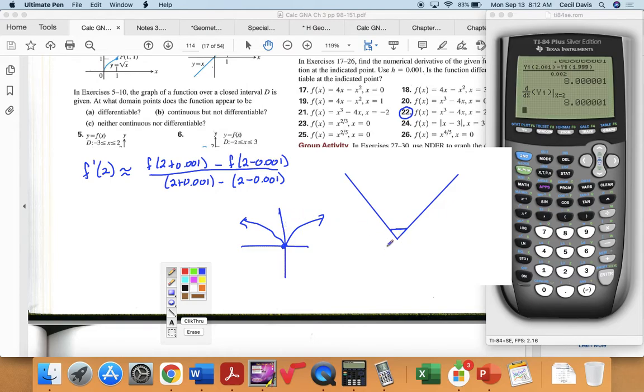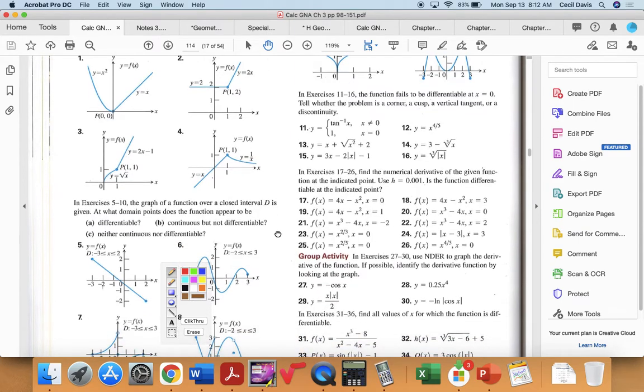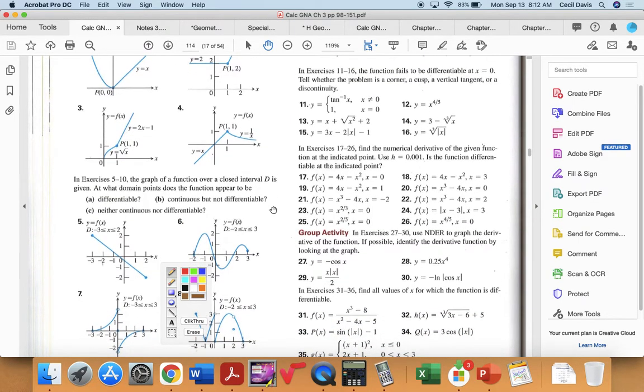Could you scroll up to number 12? Certainly. Because I put that it was a corner. X to the 4/5. Hey, that was the one you just did.